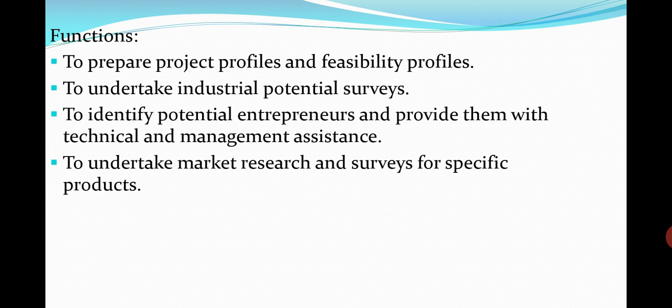And then feasibility profiles, and the pros and cons in relation with that particular project profile, will be analyzed by these TCOs. To undertake industrial potential surveys, to identify the potential entrepreneurs and provide them with technical and management assistance. So, these TCOs identify the potential entrepreneur. One must have the desire to be a successful entrepreneur. So, that should be the nature of an entrepreneur. So, that individual will be identified and provided various types of assistance, that may be technical assistance as well as management assistance. So, that is provided by these TCOs.